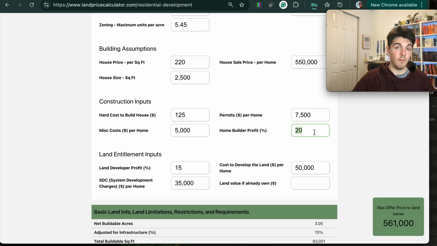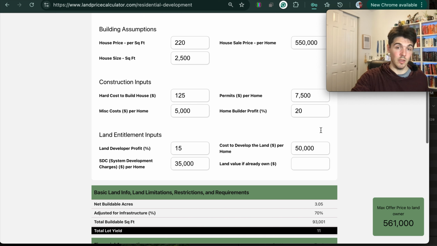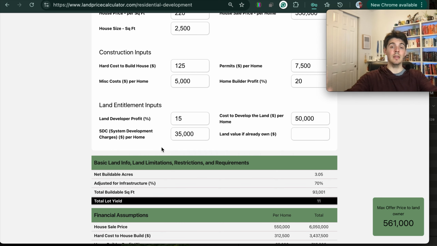Your home builder profit, if you're going to have a general contractor build this out for you, you're going to pay them about 20% of the total hard costs. As this goes down, you can pay the landowner more, but you can expect to pay about 20%. Now going down to the land entitlement inputs, we have our land developer profit.